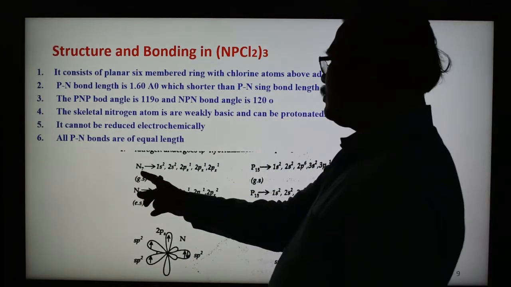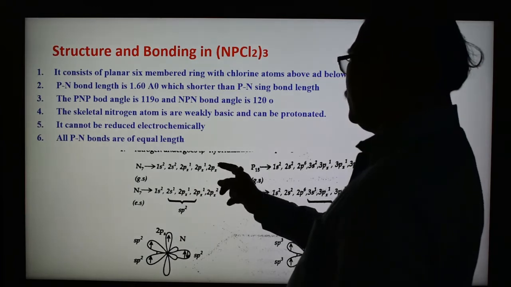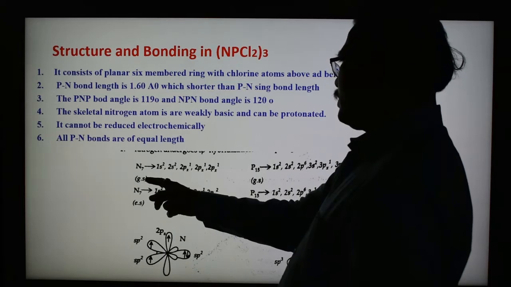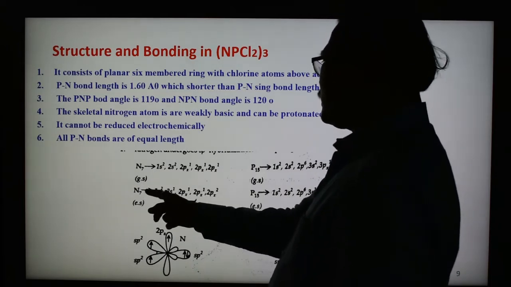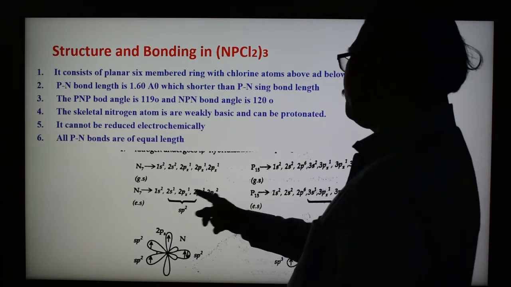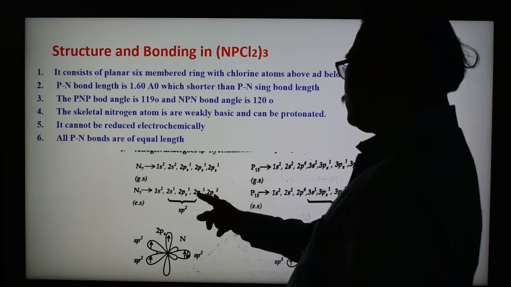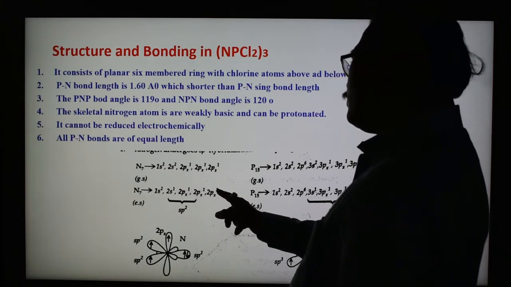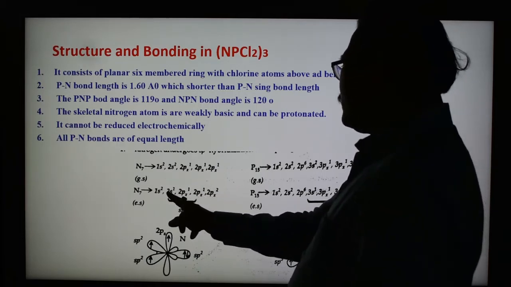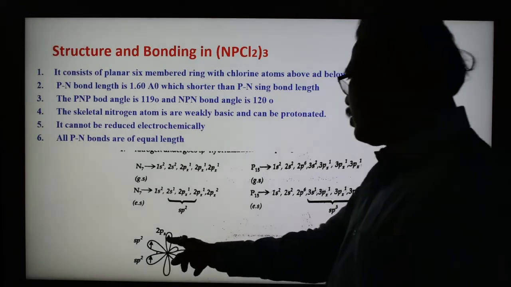As we know, the atomic number of nitrogen is 7. The configuration is 1s2, 2s2, 2px1, 2py1, 2pz1. This is the ground state configuration of nitrogen. In the excited state, 1 electron is promoted from 2s2 to 2pz. So now we have 1s2, 2s1, 2px1, 2py1 and 2pz2. Now 1 electron is shifted here, and the 2s and 2p orbitals, these 3 orbitals, undergo hybridization, forming 3 sp2 hybrid orbitals shown here.